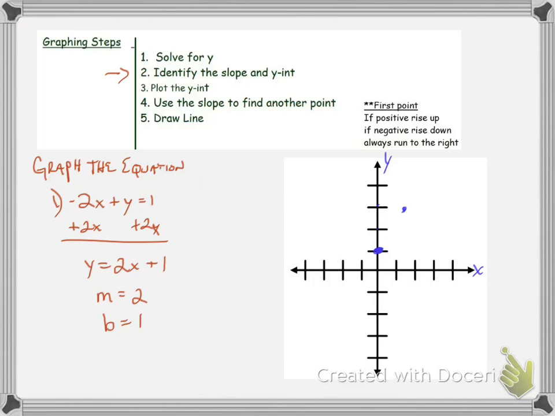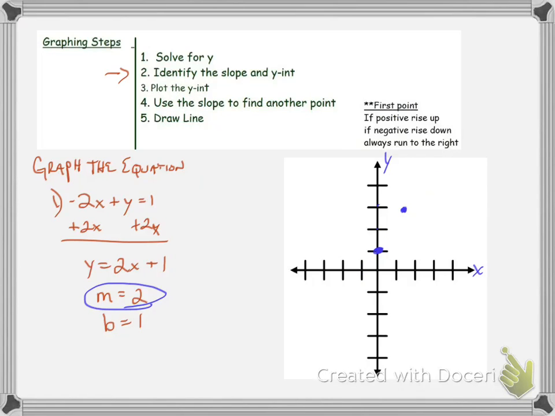This is where we need to talk about this first point. If your slope is positive, you're going to rise up. If your slope is negative, rise down. Always run to the right. I'm going to always double check that my slope is going in the correct direction. Here my slope is a positive 2. If I draw this line, it's going to be rising from left to right, which means it's positive.